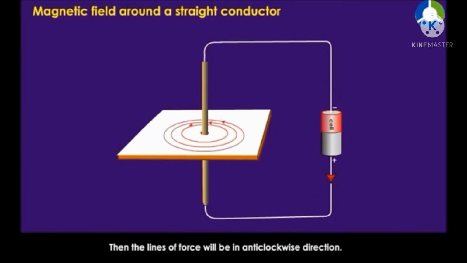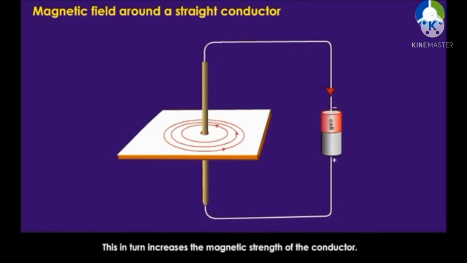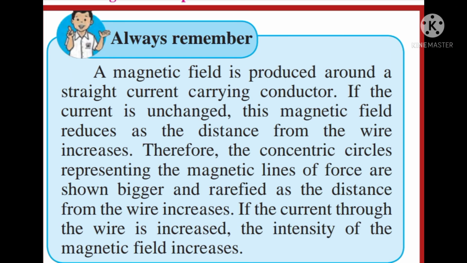If the strength of the current is increased, then the number of lines of force around the conductor increases. This in turn increases the magnetic strength of the conductor. From this experiment, we can conclude that the direction of the current shown in the circuit is its conventional direction. Students, always remember that a magnetic field is produced around a straight current carrying conductor.